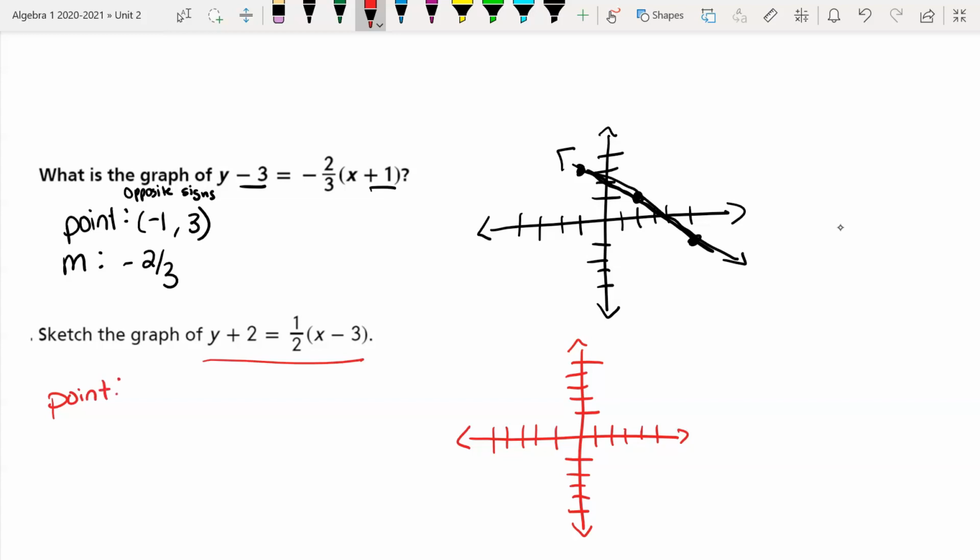So hopefully you came back from your pause. Your point should be 3, -2, and your slope should be 1/2. So I can go up 1, right 2, or I can go down 1, left 2. Make my line. Again, a positive slope should go up and to the right. A negative slope should go down and to the left. So that's a good hint that we graphed both of those correctly.